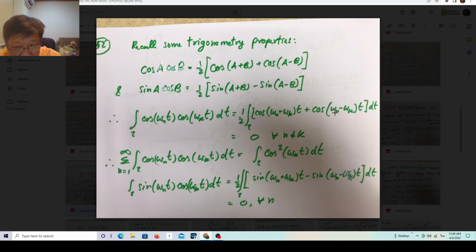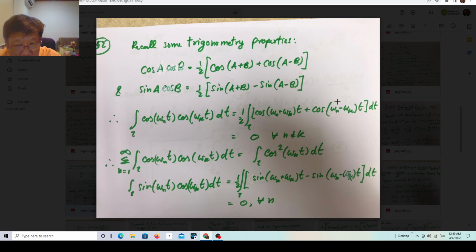But when n is equal to k, this is what happens. When n is equal to k, let's look at here. This becomes cos of 0, because omega n is equal to omega k, this becomes cos of 0. And you know that this becomes 1. Cos here, when n goes from 1 to infinity.